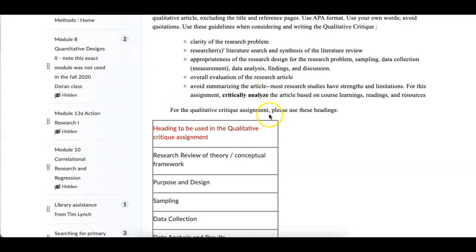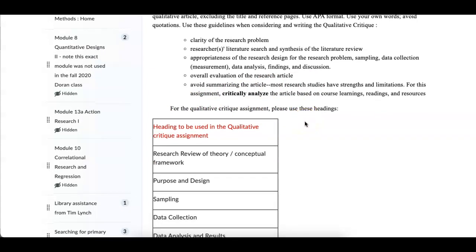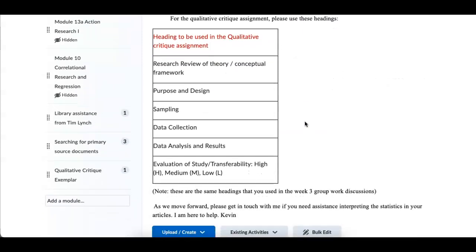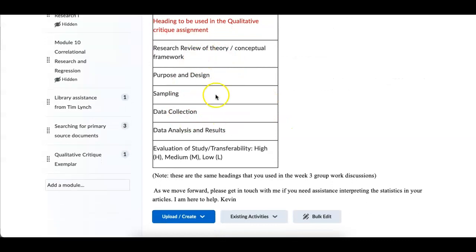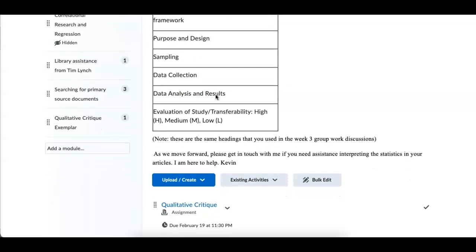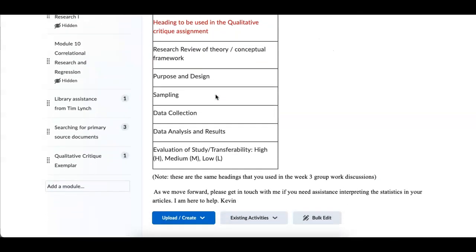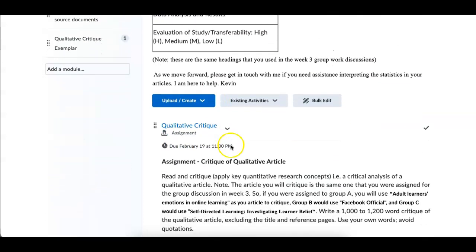So here are the headings I'd like you to use. And by the way, these are the same headings that we used in week number 3 for the group work. So that is it as far as the assignment. Please look at the syllabus for information on the assignment, and I'll also show you where that is included on here.